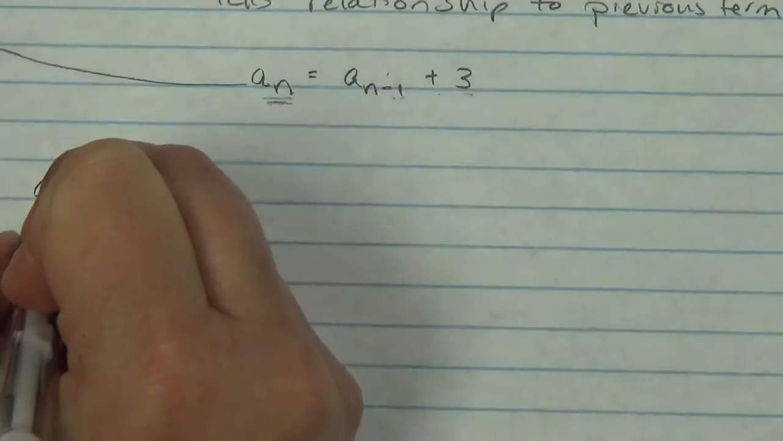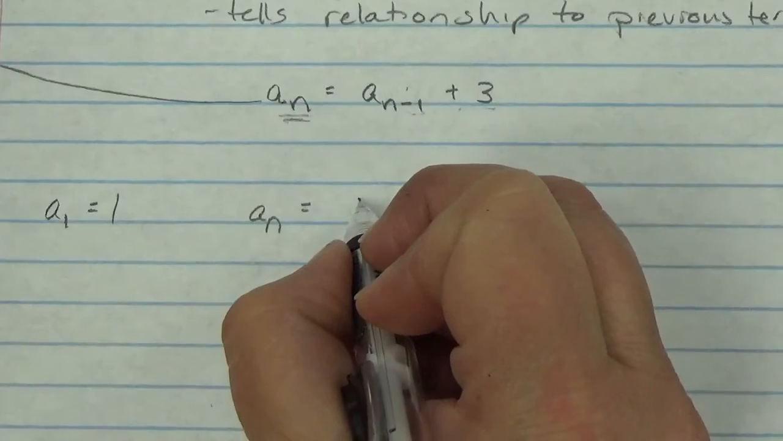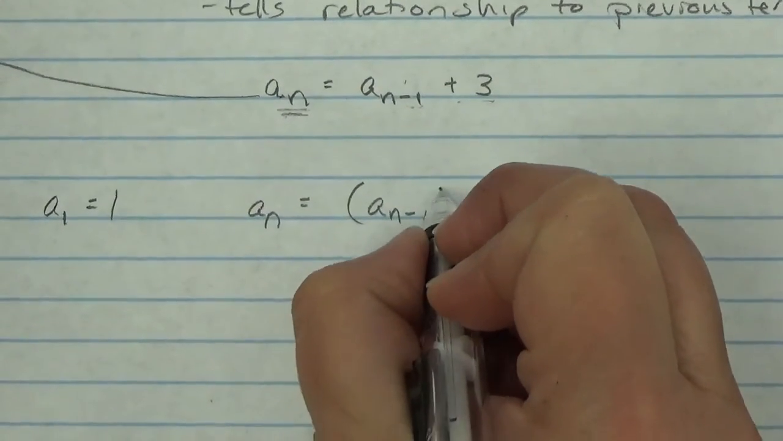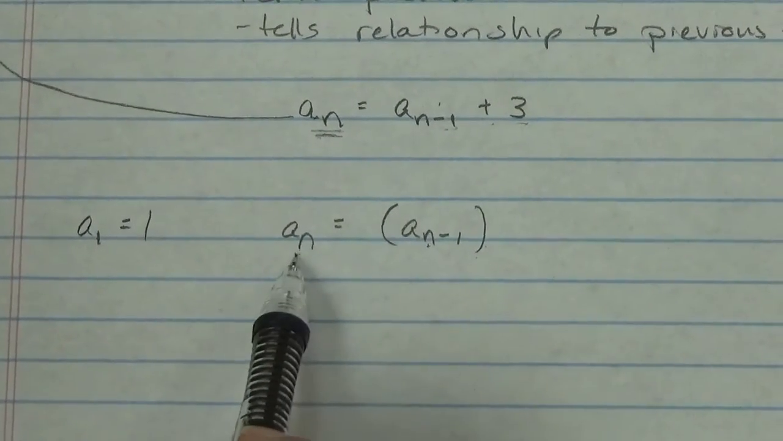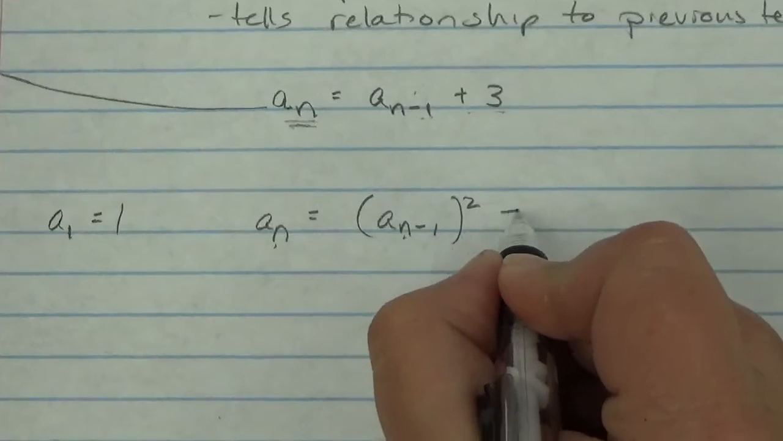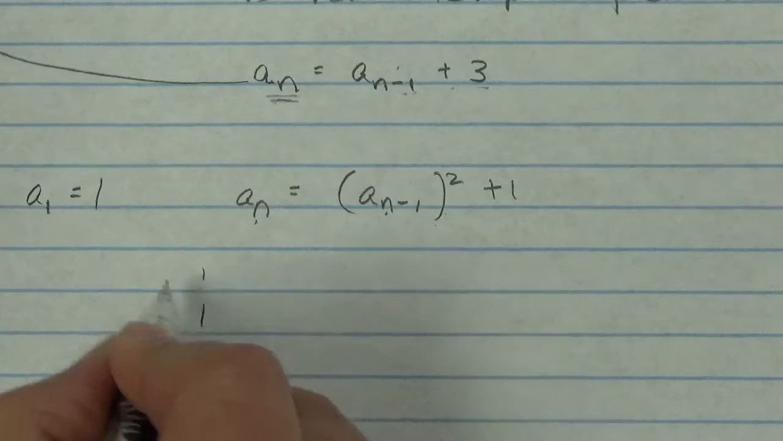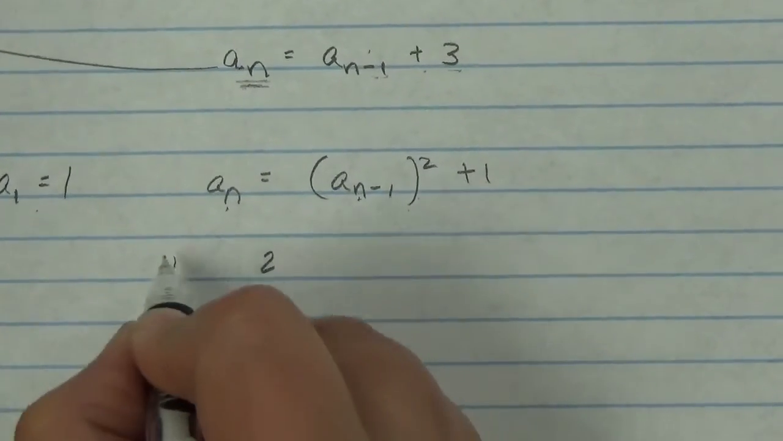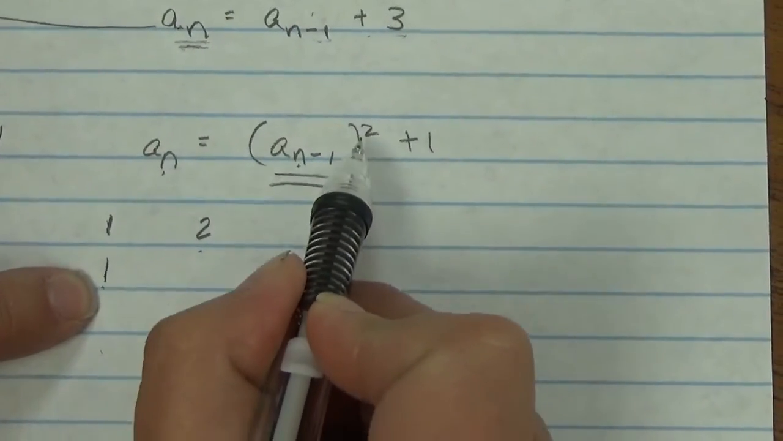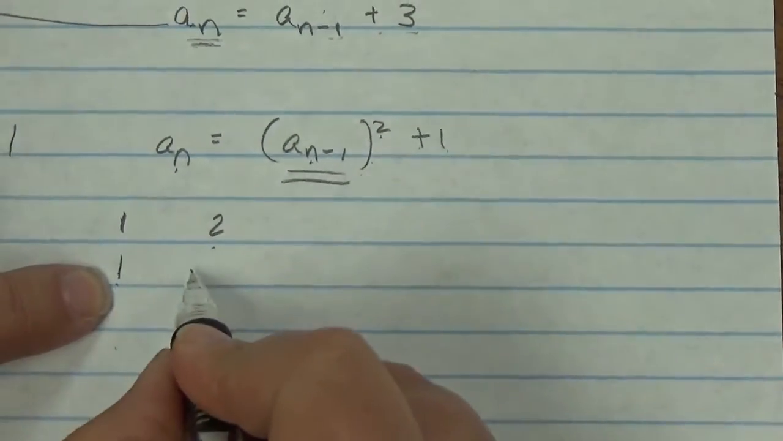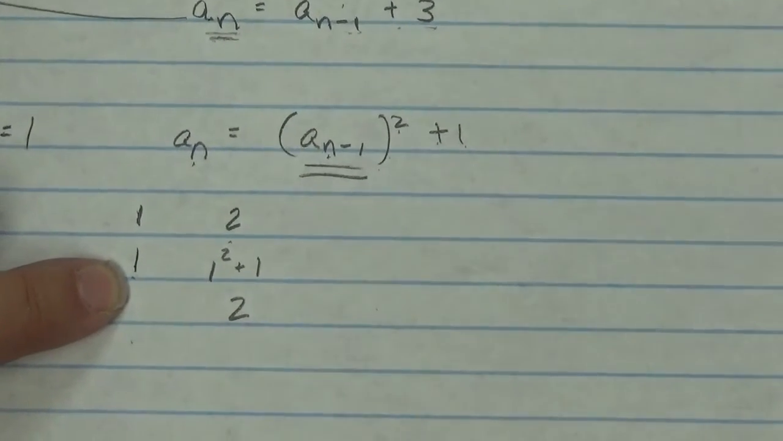Here would be one where I know the first term is 1, and to find the rule, the recursive rule, it's a sub n minus 1 squared plus 1, and remember this a sub n minus 1 just means the term previous, the term before this term. So if I wanted to write a list of terms, the first term was 1, that's what I had here. The second term is going to be take the term before it, which is this, square it, and add 1. So the term before it is 1, square it, add 1. So the second term is 2.